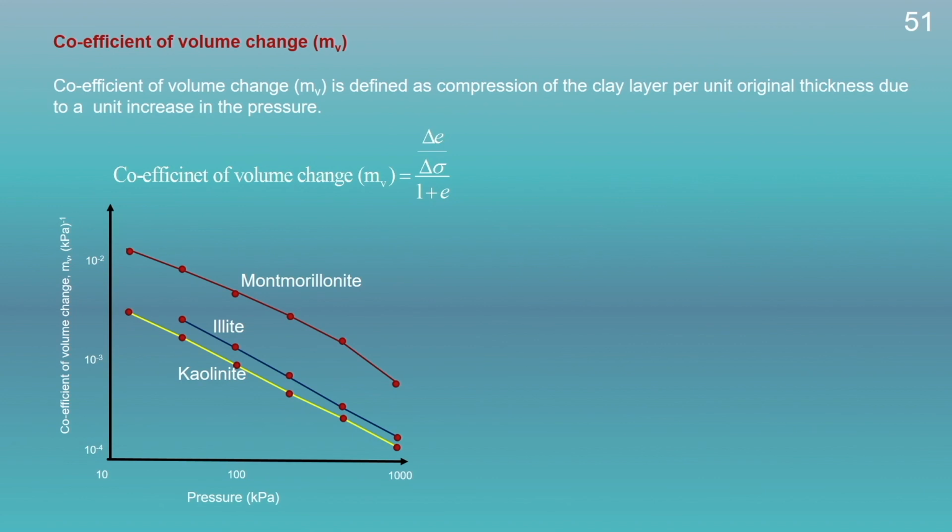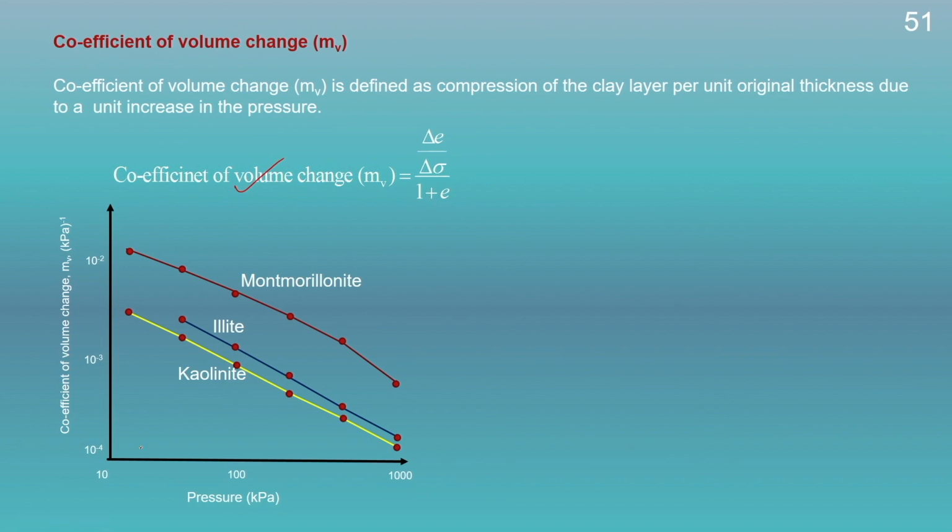Now, we can see the effect of different minerals on the coefficient of volume change. The coefficient of volume change is defined as the compression of the clay layer per unit original thickness due to a unit increase in the pressure, and it can be defined as del e by del sigma divided by 1 plus e.